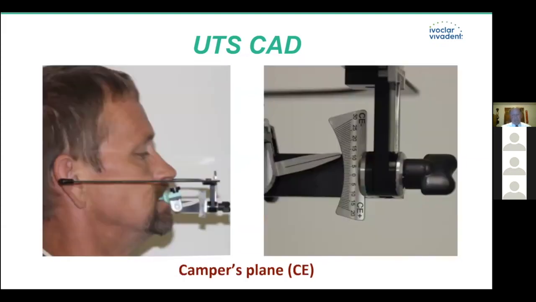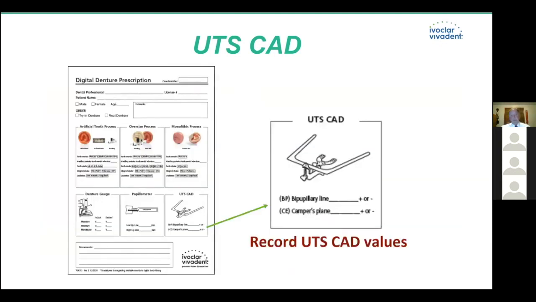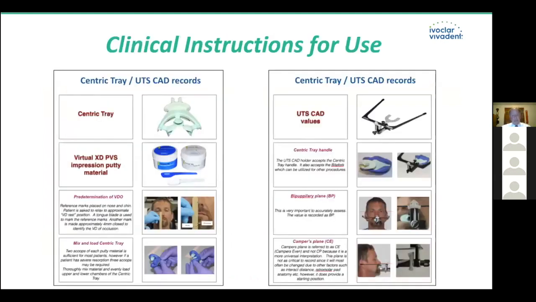It also has a sagittal or profile adjustment, and this is for the Camper's plane. So it's the tragus of the ear to the hollow of the nose, the tragus-hollow line that we refer to as Camper's plane. And we could take that record as well. That supposedly simulates the occlusal plane. That one is not of great value because you always have to tweak that a bit. But the bipupillary plane is very important to record. Again, we have a prescription, which we'll talk about later, and we have a place to put these particular values in.